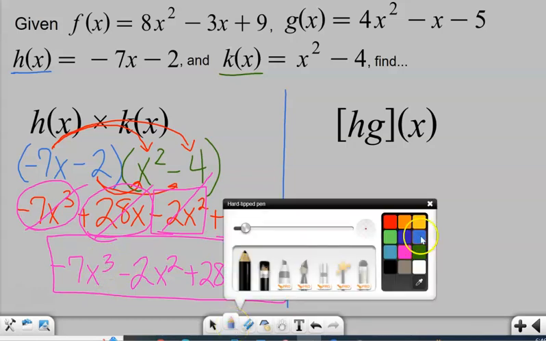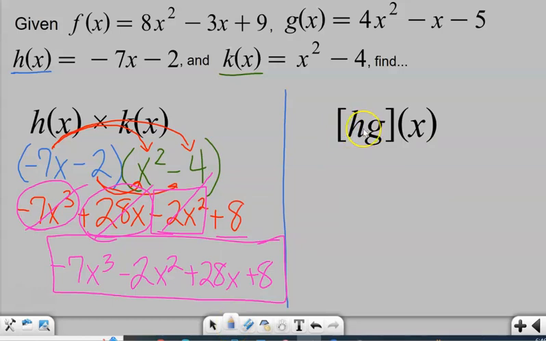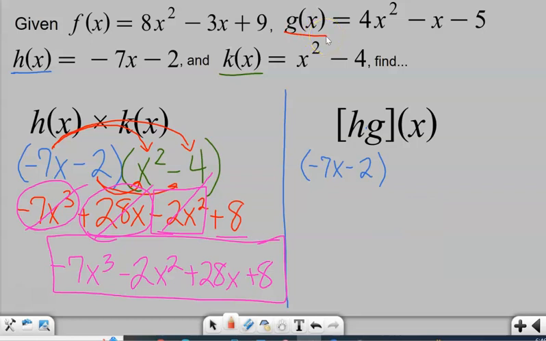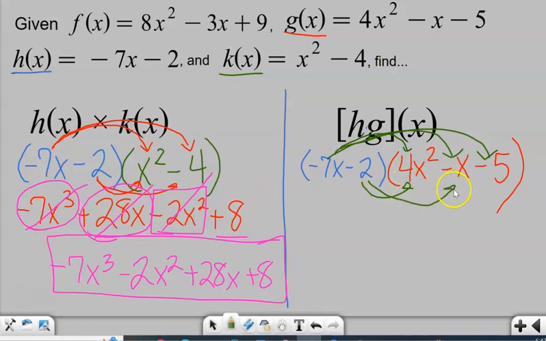This also means multiplication. HG, because they are right beside each other, that means H times G. Now, they could have put a little dot in between them. I can't get my little dots to show up very well. But, again, multiplication. So we are multiplying H, so our negative 7x minus 2, times G of x, so our 4x squared minus x minus 5. And we could distribute, so we could go through and say negative 7 to that, negative 7 to that, negative 7 to that, and then negative 2 to each one of them. Okay, so we could distribute kind of like we did on the last one.